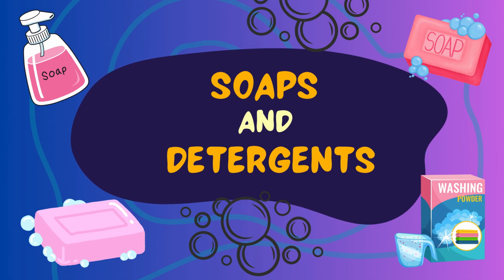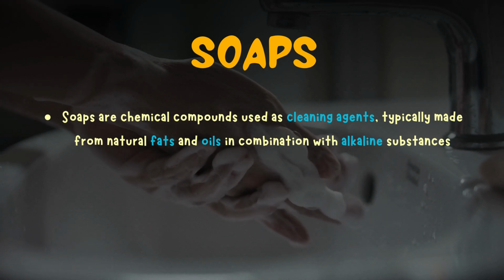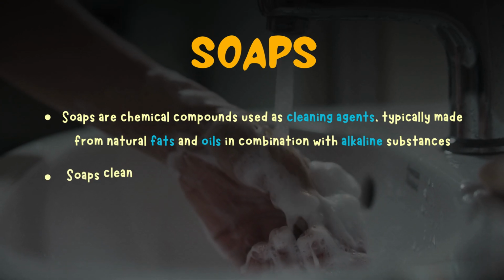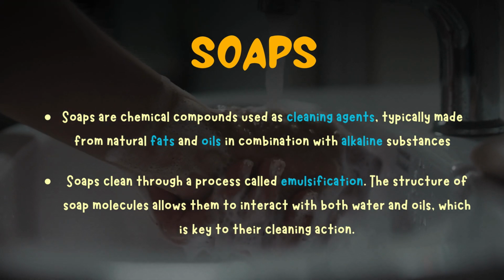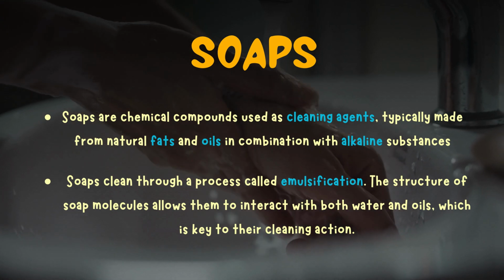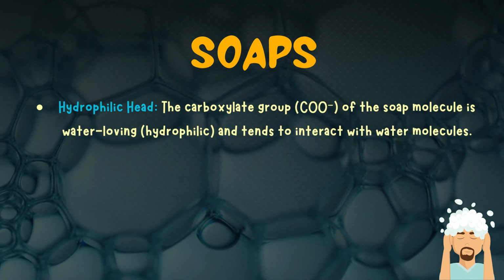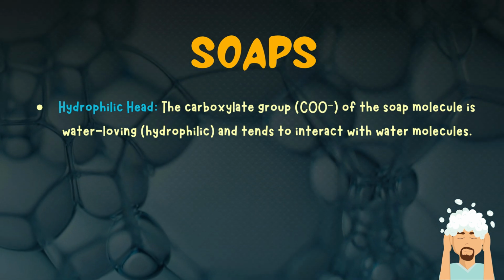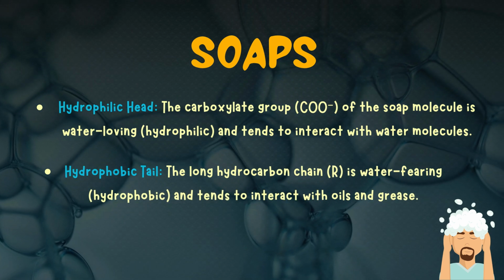Soaps and detergents. Soaps. Soaps are chemical compounds used as cleaning agents, typically made from natural fats and oils in combination with alkaline substances. Soaps clean through a process called emulsification. The structure of soap molecules allows them to interact with both water and oils, which is key to their cleaning action. Hydrophilic head: the carboxylate group, COO-, of the soap molecule is water-loving, hydrophilic, and tends to interact with water molecules. Hydrophobic tail: the long hydrocarbon chain, R, is water-fearing, hydrophobic, and tends to interact with oils and grease.